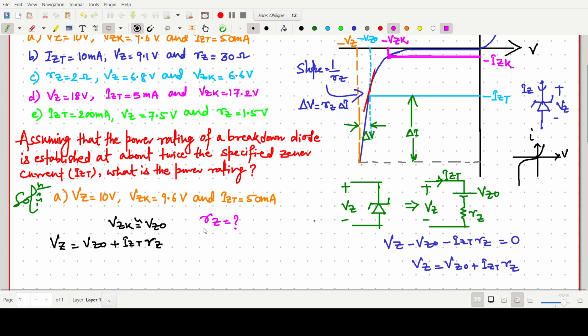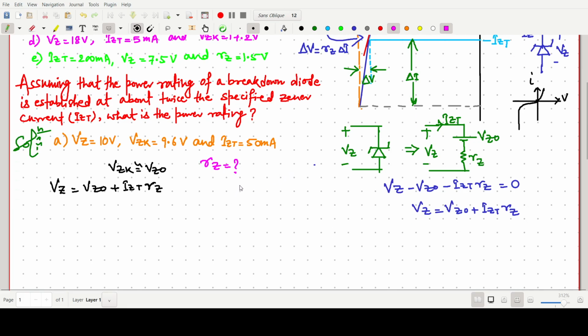So the first part is this: the missing specification we have to identify from all these five questions. Then after that we have to assume that the power rating of the breakdown diode is established at twice the test current. So for the power rating we have to make the diode current twice the test current, and find the power rating. That part we also have to solve. So first, RZ is the missing one, and it is from the Microelectronics Circuits book. So we have to find the RZ value.